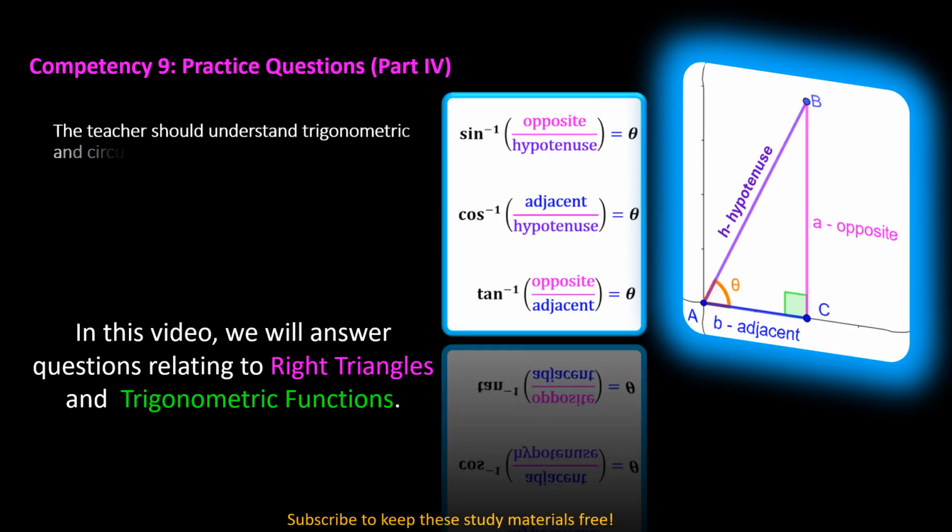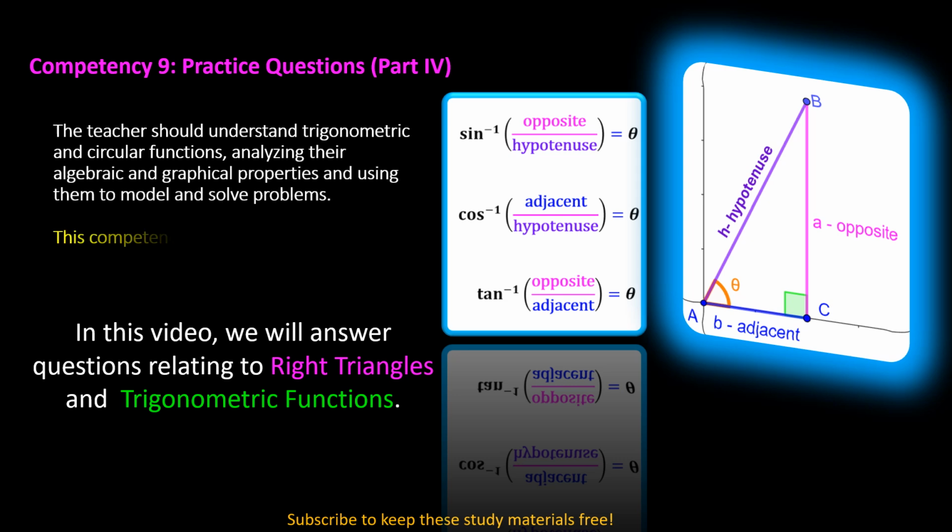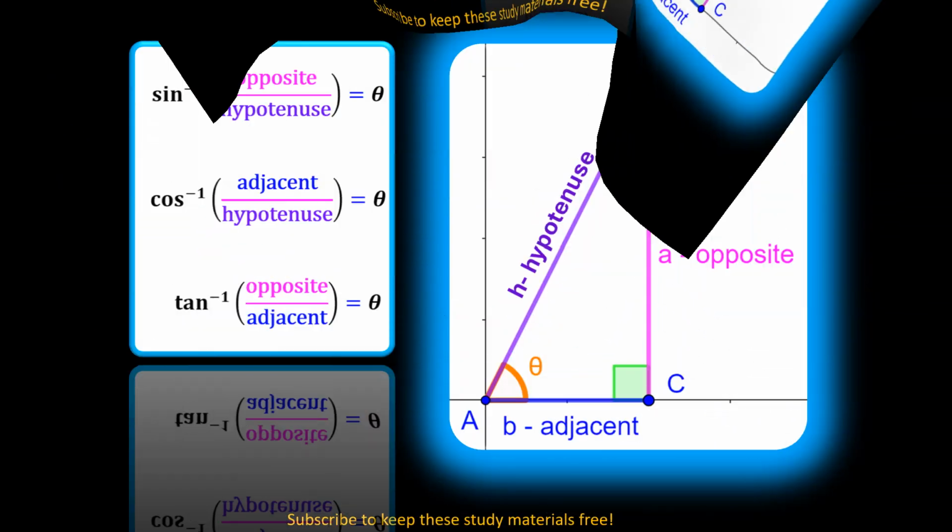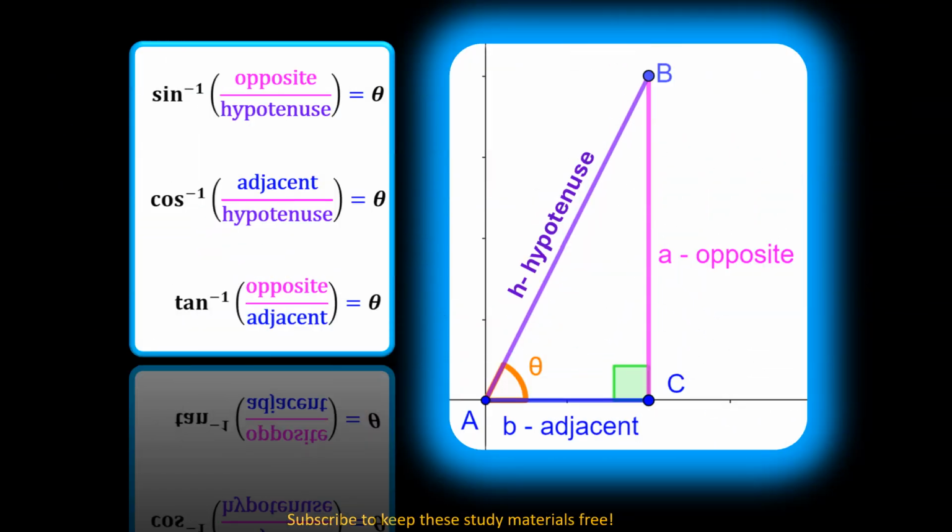Welcome to part 4 of Competency 9. In this video, we will answer questions relating to right triangles and trigonometric functions. Throughout this video, we will use inverse trig functions, including the 3 inverse trig functions you see listed, also the inverse of secant, cosecant, and cotangent.